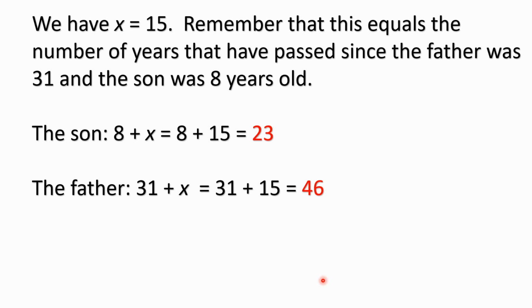And remember, the x represents the number of years that have passed since the father was 31 and the son was 8 years old. But it's the point at which the father should be twice as old as the son. So if we go ahead and we substitute the x with the 15, the son's age would be 8 plus x, which equals 8 plus 15 equals 23. And then for the father, it's 31 plus x, which equals 31 plus 15 equals 46.